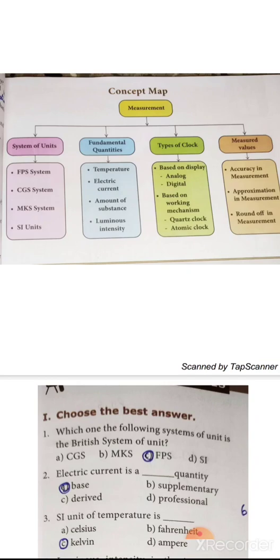The clocks based on working mechanism: the quartz clock works by electronic oscillation, and the atomic clock works by periodic vibration. The atomic clock is used in GPS. This is very important: GPS uses the atomic clock. Next, measured values.